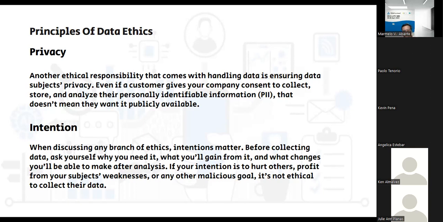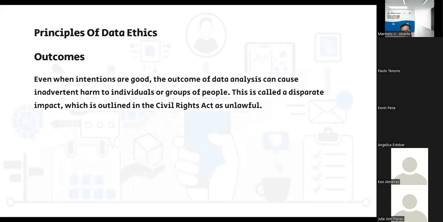Unfortunately, you can't know for certain the impact your data analysis will have until it's complete. By considering these questions beforehand, you can catch any potential occurrences of this disparate impact.